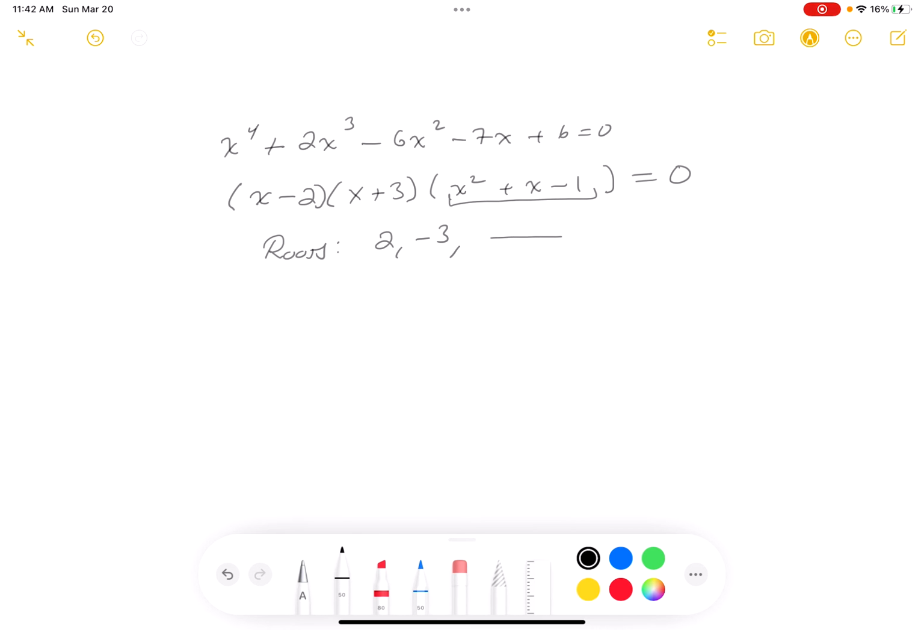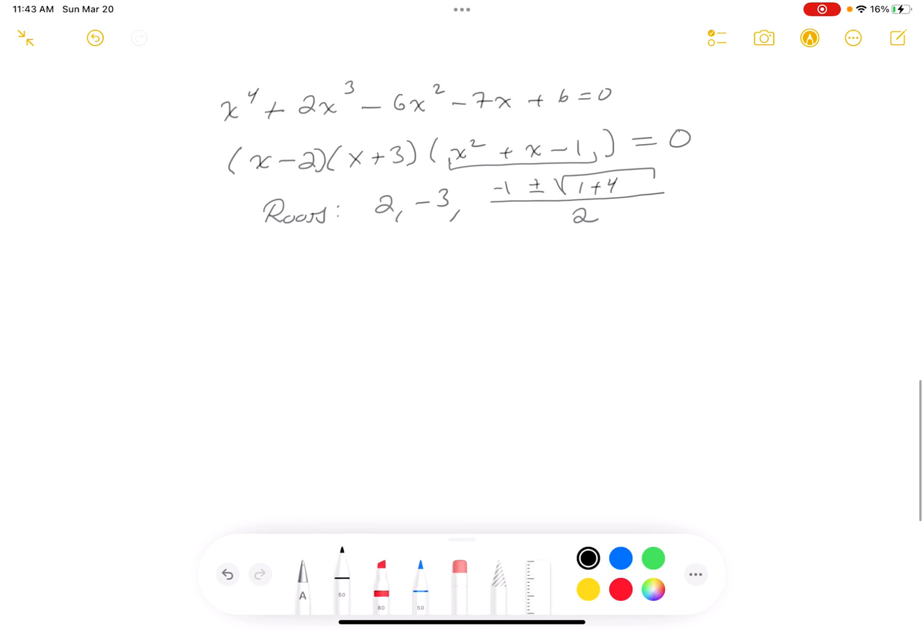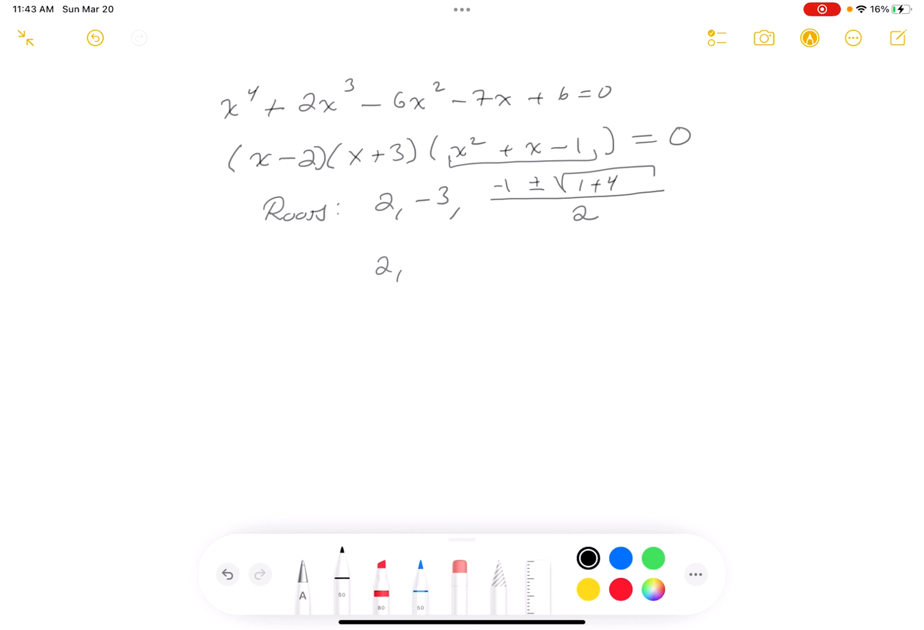And that's the quadratic formula. Twice a, 2. Then it's the opposite of b, which is -1, plus or minus, we'll simplify this later, the root of 1 minus 4 times a times c. Well, c is -1, so that's going to be +4. So I think I can write this down. The roots are 2, -3, and -1 plus or minus the root of 5 over 2. And I found the 4 roots.